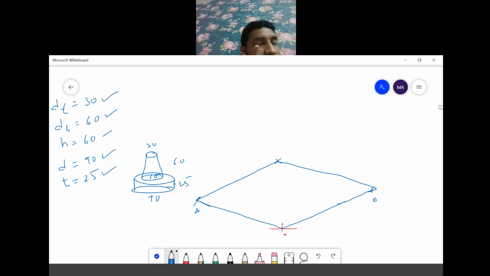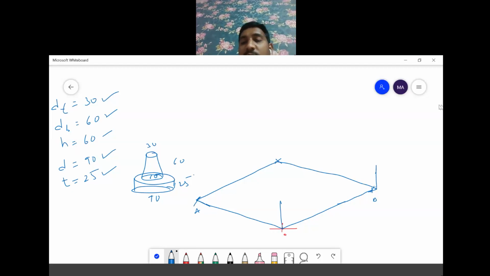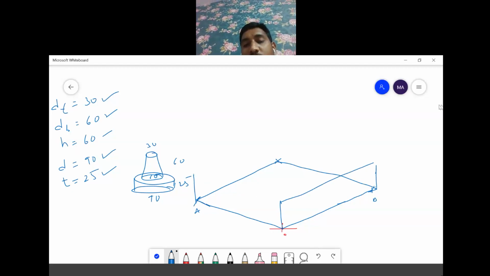So the thickness he has given is how much? Thickness is 25 mm. So I am extending it 25 mm. Now I am joining these two. Then I am cutting 25 here.